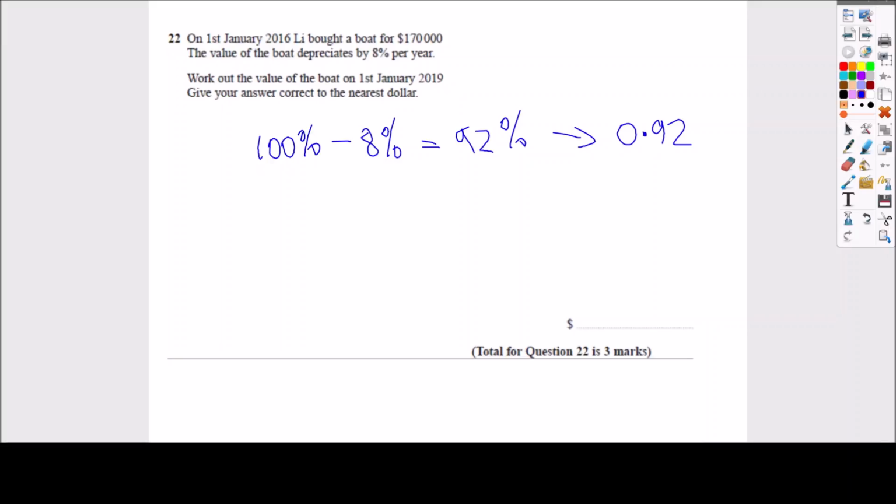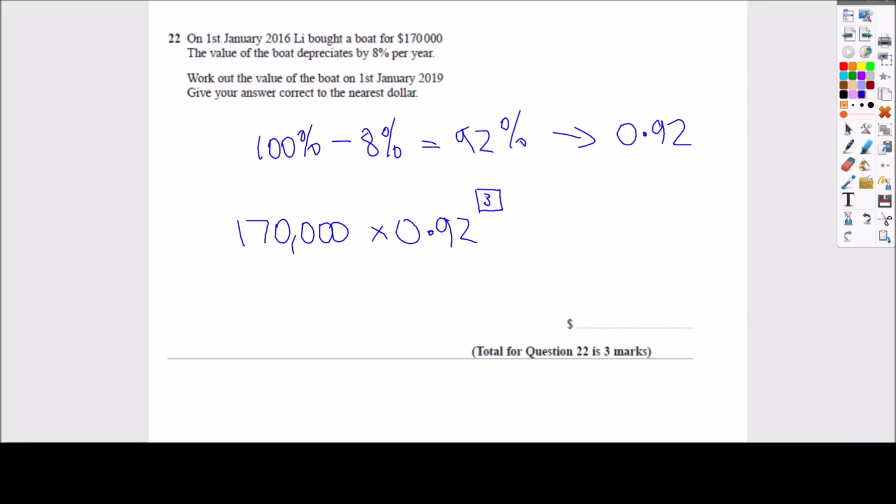So with this particular question, the boat initially cost is 170,000. We've worked out our multiplier, and then the power is simply the number of years that are in the question. Now we're going from the 1st of January 2016 to the 1st of January 2019, so 17, 18, 19, that's 3 years.